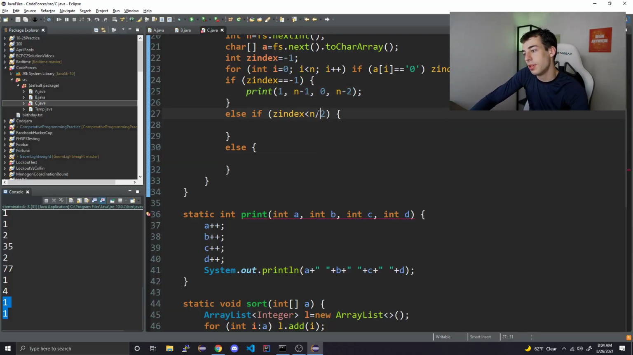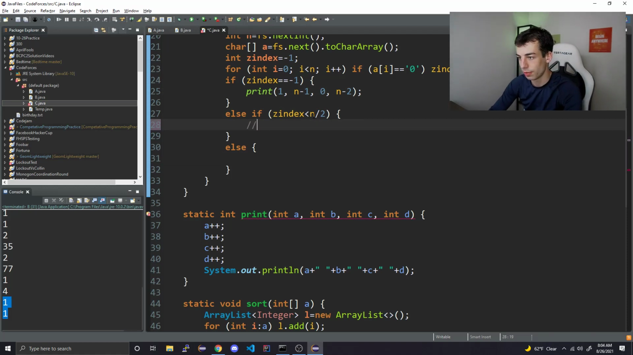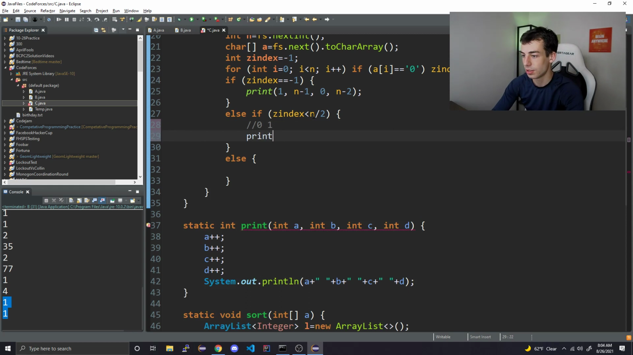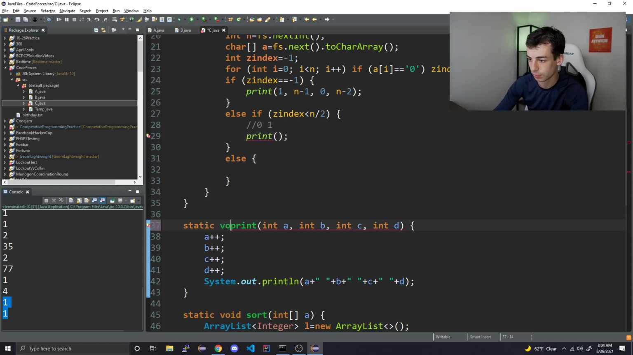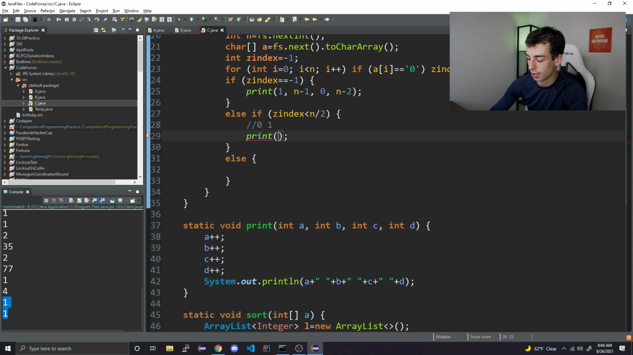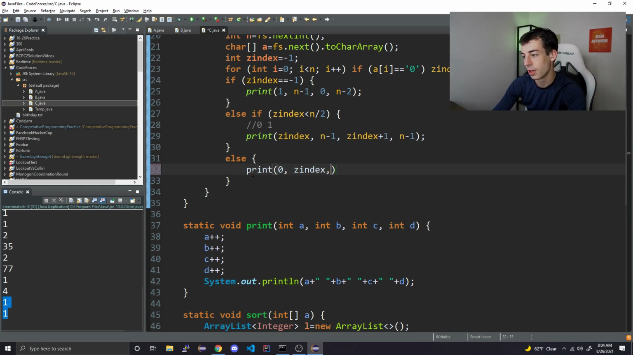What if there is a 0? So if it's 4 long, then that means 0 or 1. If it's 5 long, 5/2 is 2, so it's in 0 or 1. Okay. So in this case, print z index to n minus 1, and then z index plus 1 to n minus 1. Otherwise, print 0 to z index, and then print 0 to z index minus 1.